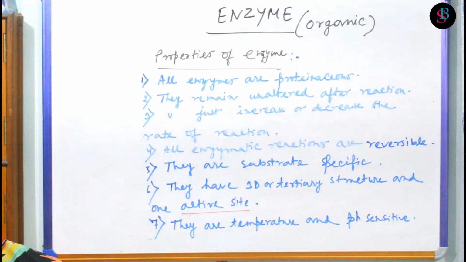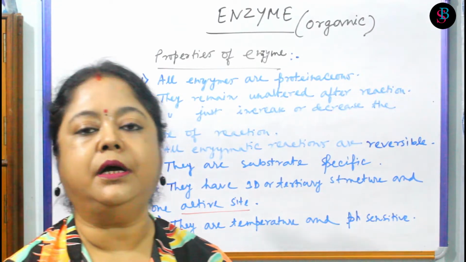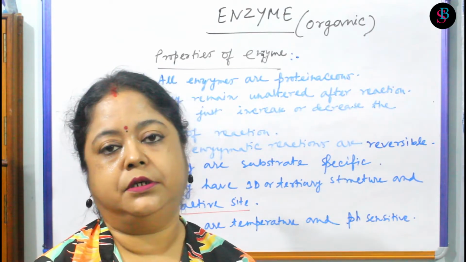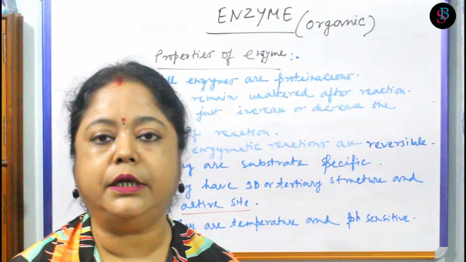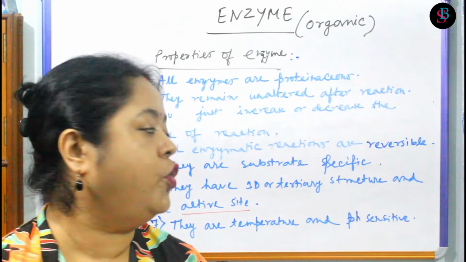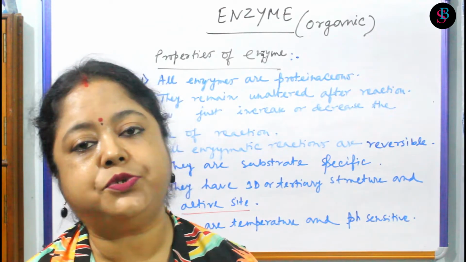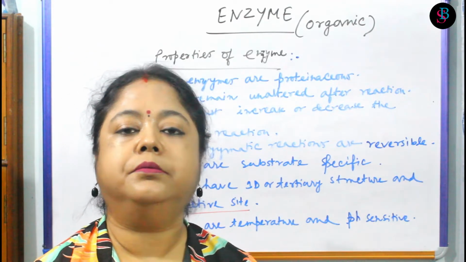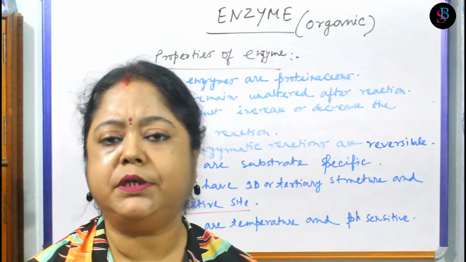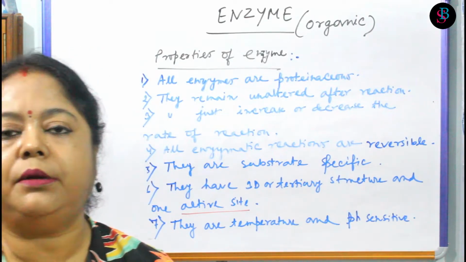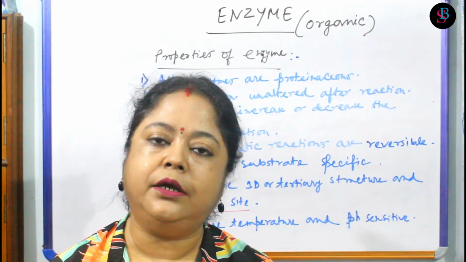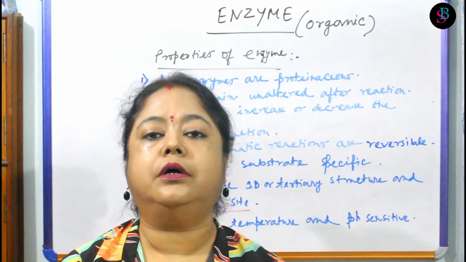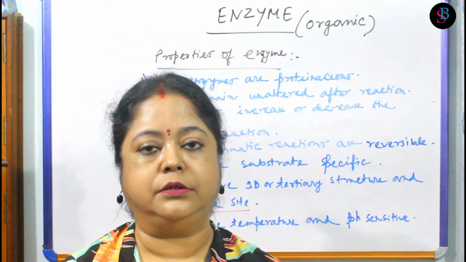For the action of every enzyme, they must have a specific pH to act. Like pepsin, a digestive enzyme, acts in low pH, that is an acidic condition. Up to pH 2, pepsin can act.